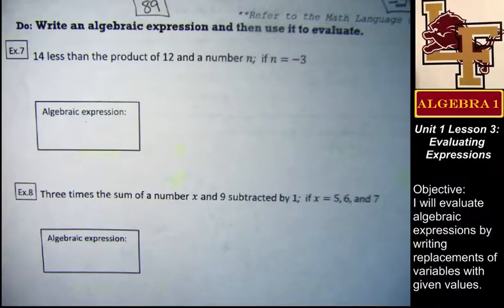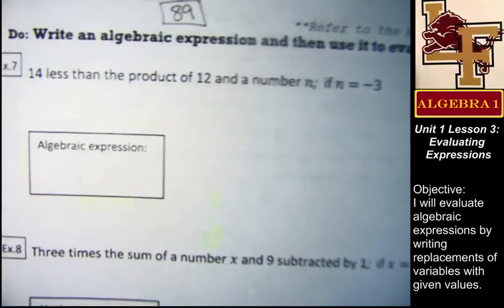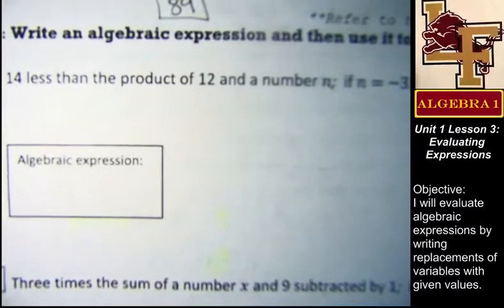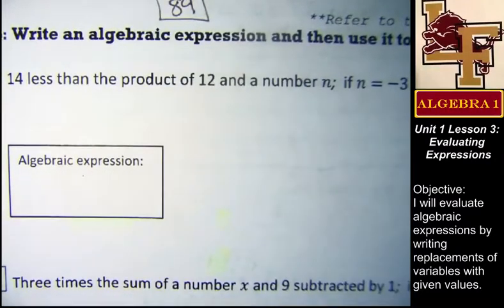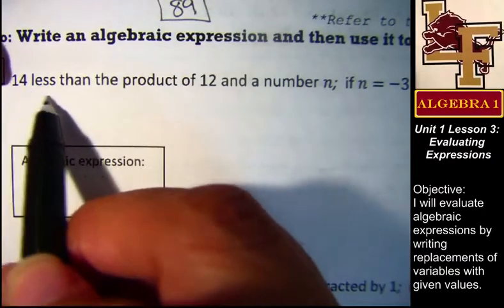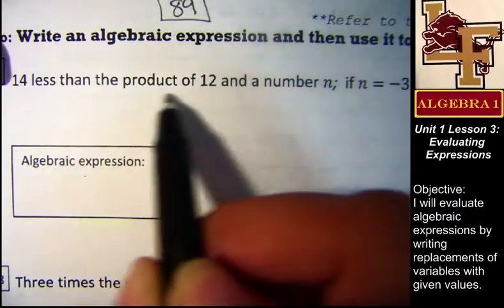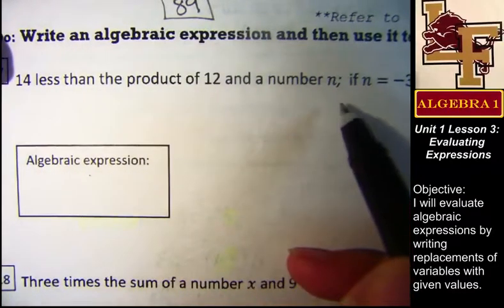Thank you very much. So let's go ahead and translate this English into the math algebra expression, and then we'll substitute and find what our final value is. All right, so let's translate this. 14 less than the product of 12 and a number n.